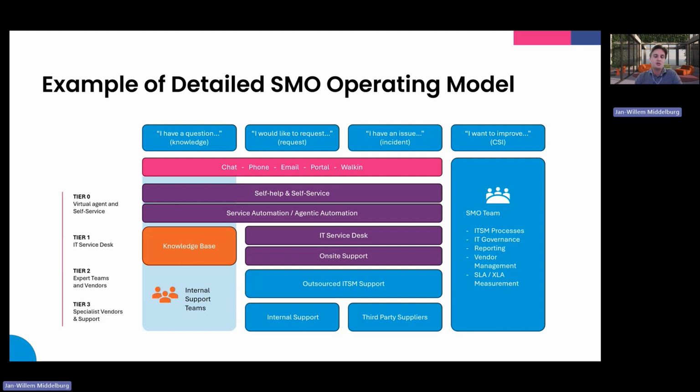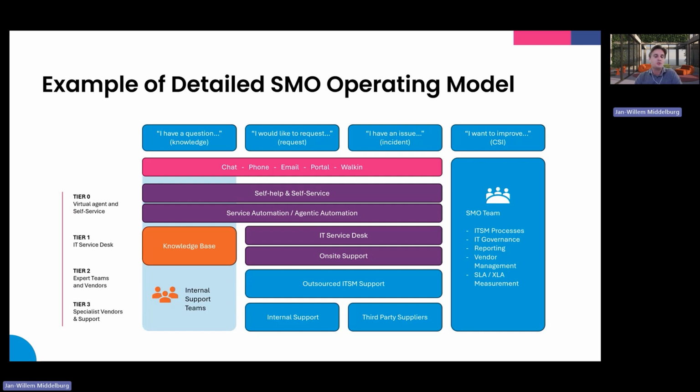I'm not going to dive too much into that today, but the whole concept of self-help, self-service, and service automation are really a transformational approach in a layer 0, tier 0 aspect that is put into modern service management organizations. And then beneath that, there's the traditional tier 1, which is service desk, tier 2, which is typically level 2 support and expert support, or tier 3 specialist vendors and more complex support issues, which is the normal operating model in every organization. So where do you see an SMO?